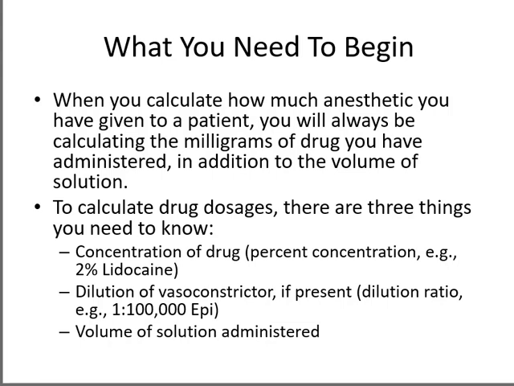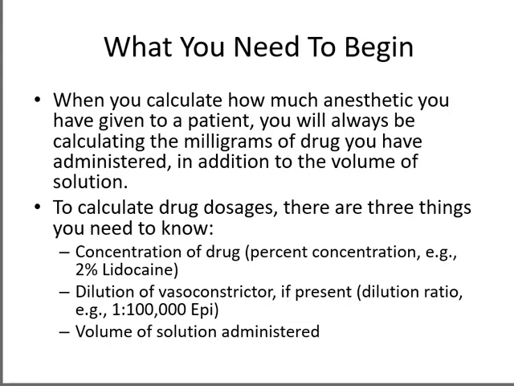What you need to begin calculating local anesthetic dosages and vasoconstrictor dosages. When you calculate how much anesthetic you have given to a patient, you will always be calculating the milligrams of the local anesthetic drug and the vasoconstrictor drug you have administered, in addition to the volume of the solution, which is how much liquid is inside the cartridge. To calculate these drug dosages, there are three things you need to know.